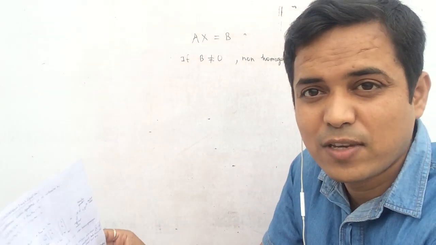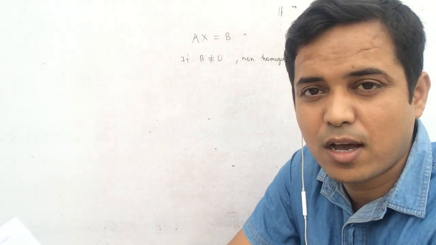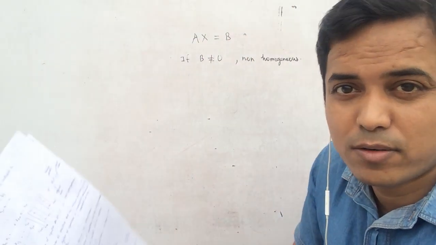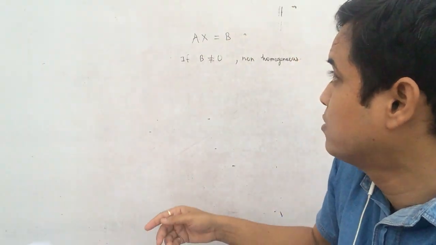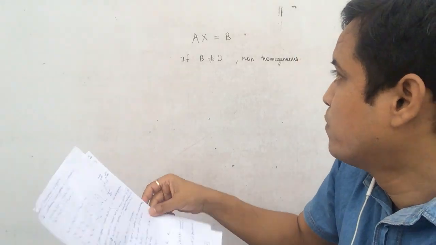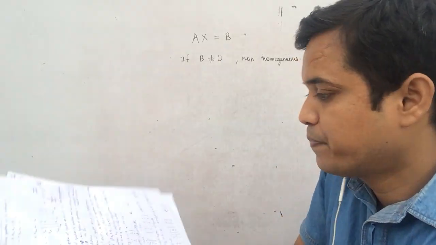So in the previous class we discussed the system of linear equations, and how we can represent it in the form Ax equal to B. If you have not watched that video, I am giving you the link. Please watch that video first before watching this video.